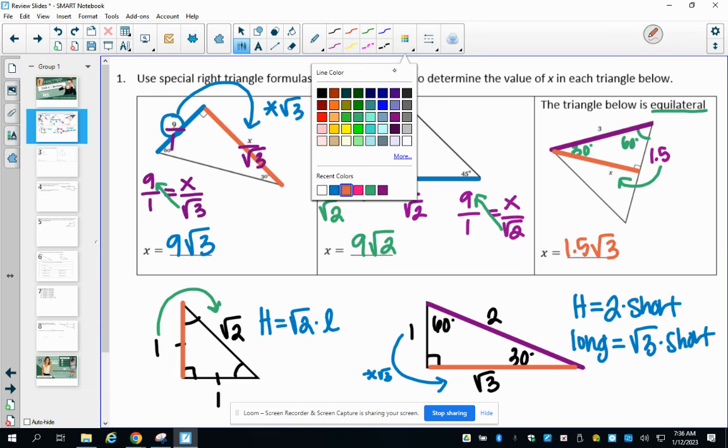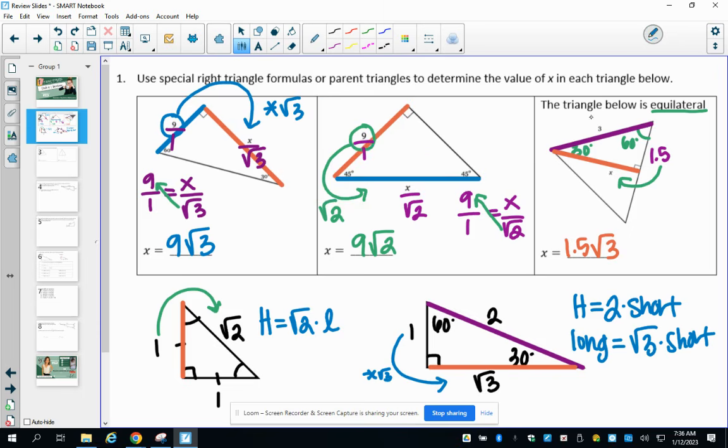You can also do proportions. Okay, so the 3 is the hypotenuse, so that matches with this 2. And then the x is the long leg, so that's matching with this square root 3. So then we would have 3 over 2 equals x over square root 3. Cross multiply, and you'd get 3 square root 3 over 2. And 3 over 2 is 1.5. So this is the same thing as this.